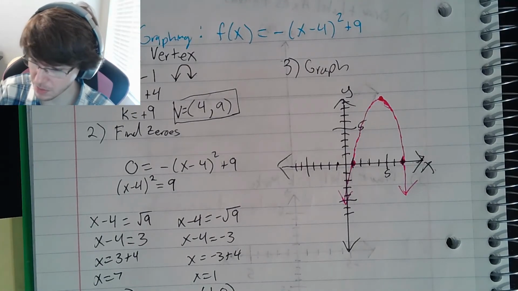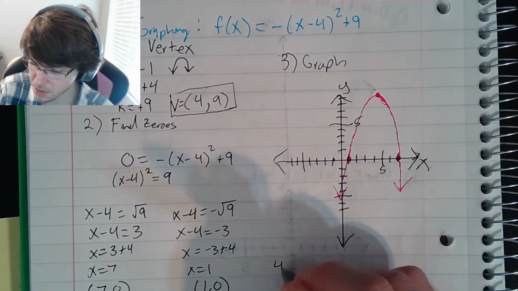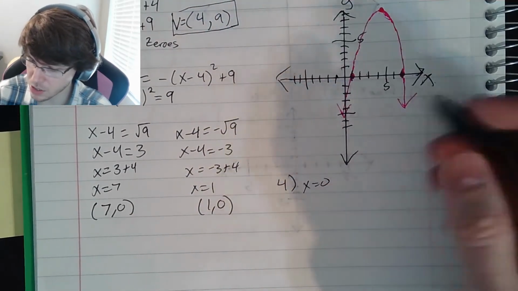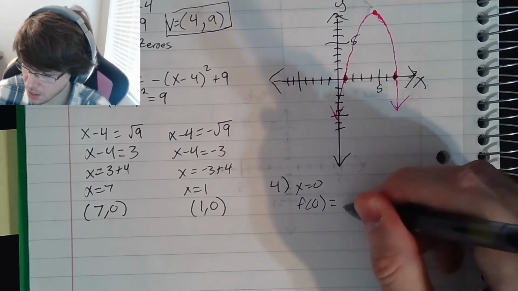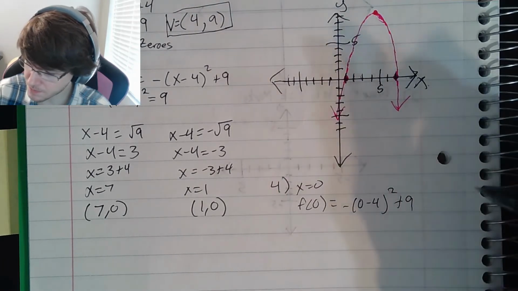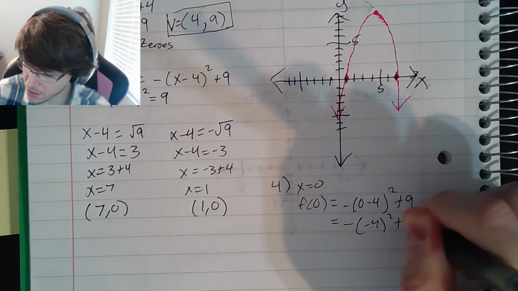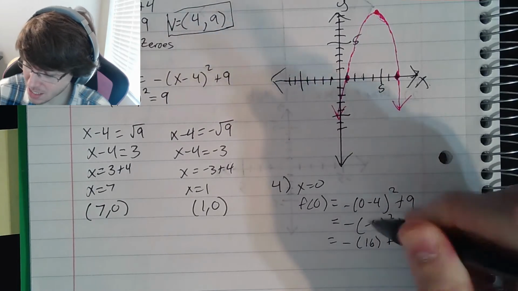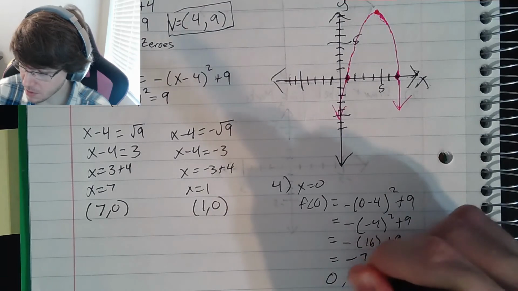Again, we can check our work by making x equal to 0 in the equation. Technically, this is an optional step, so you do not have to do this, but I do like doing it. So f of 0 equals negative of (0 minus 4) squared plus 9. So we'd have negative of (-4) squared plus 9, negative 16 plus 9, which happens to be negative 7. So that means we have the coordinate (0, -7) on our graph.